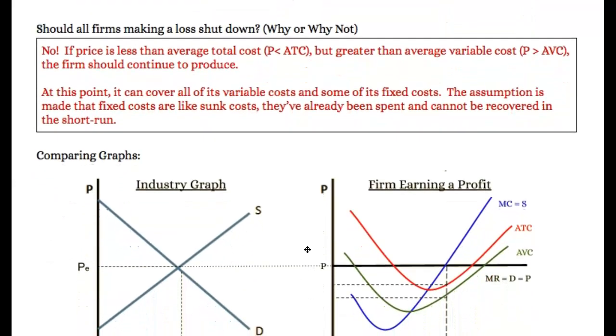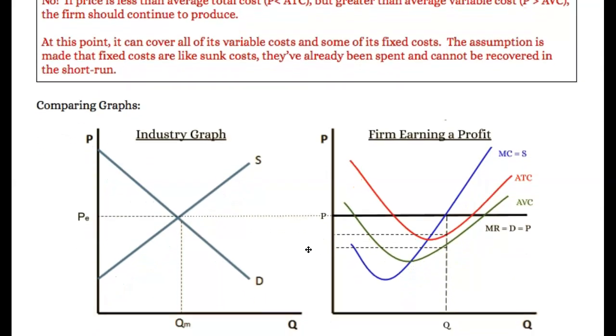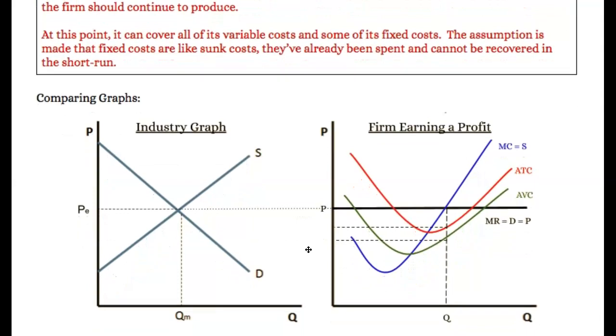This is just going in: should all firms making a loss shut down? No. If the price is less than average total cost, but greater than average variable cost, you shouldn't shut down. Yes, you're operating at a loss, but you would be hurting even more if you shut down at this point. And again, that shutdown rule is when price goes below average variable cost.